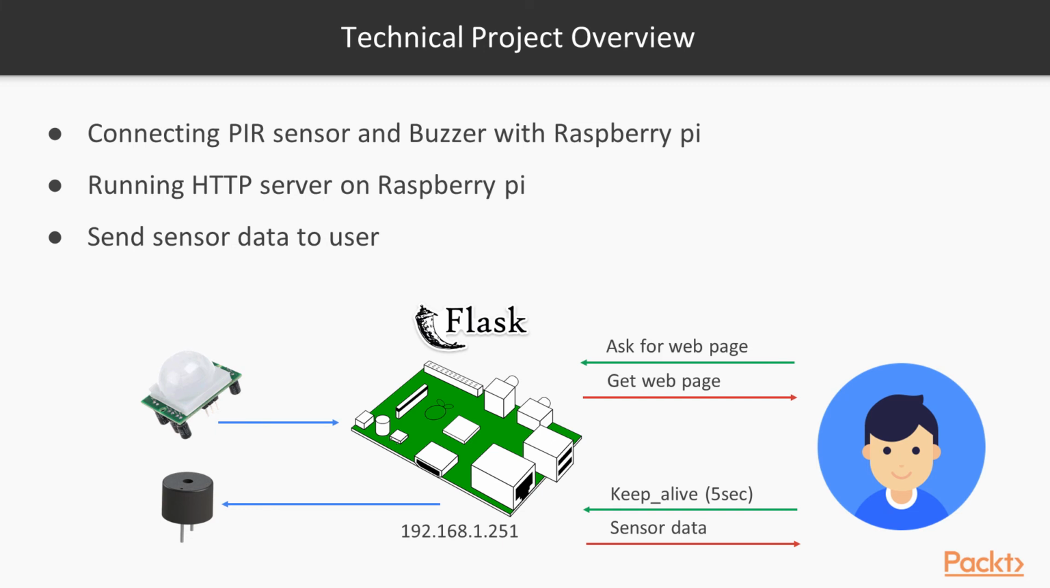Then we will add another switch button on the web page that allows the users to control the actuators. In our case, to deactivate the buzzer. Remember that the server is running locally, so users can only access it from within the network, meaning that they should be connected to the same Wi-Fi router.